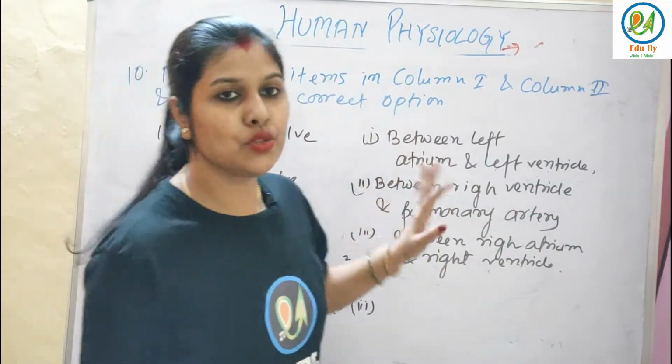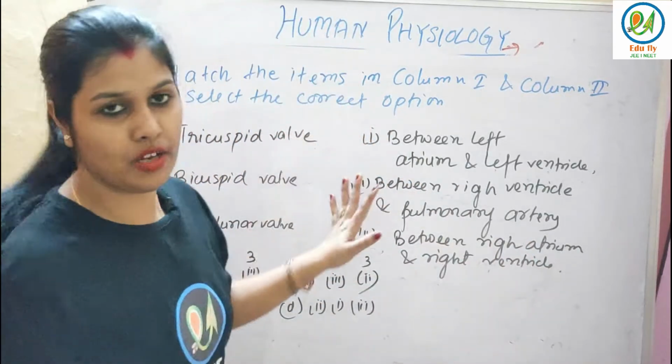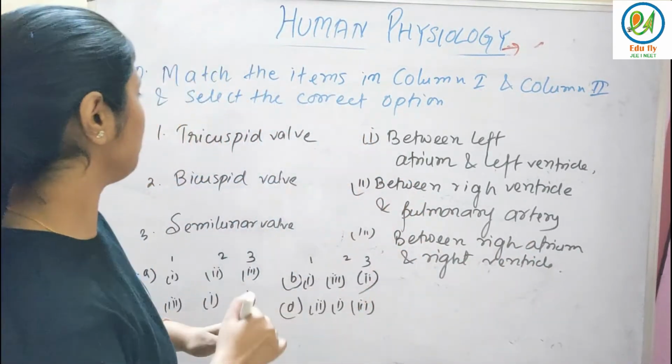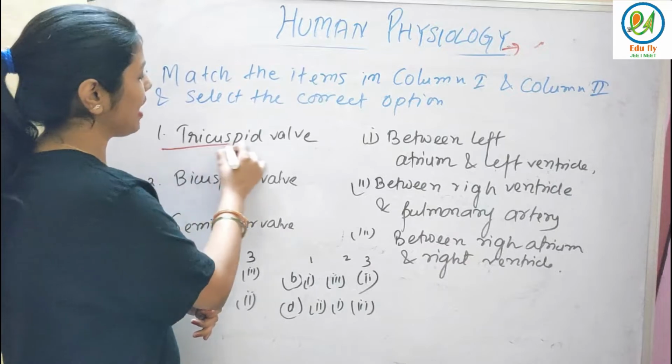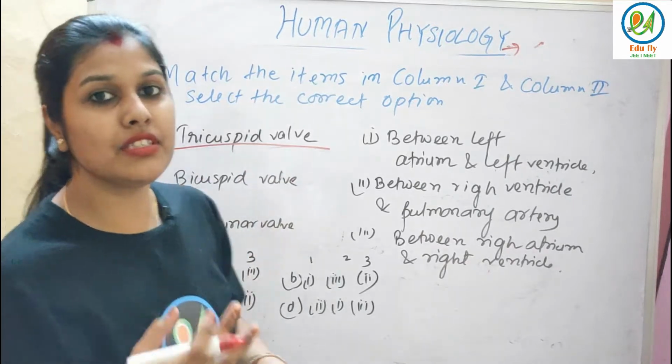Two columns are given. You have to match the columns. Very easy. I'll give you the trick to remember it. See, tricuspid valve. Tri means 3.